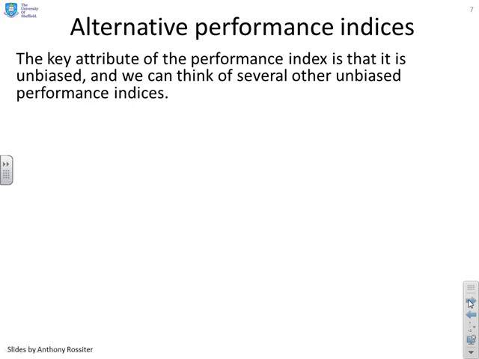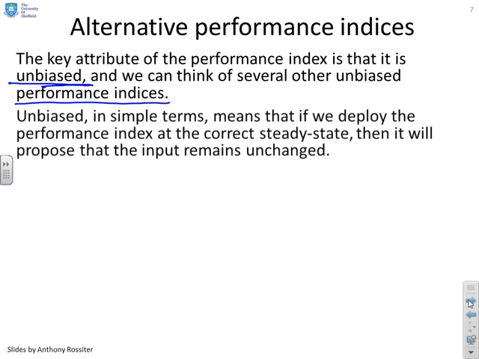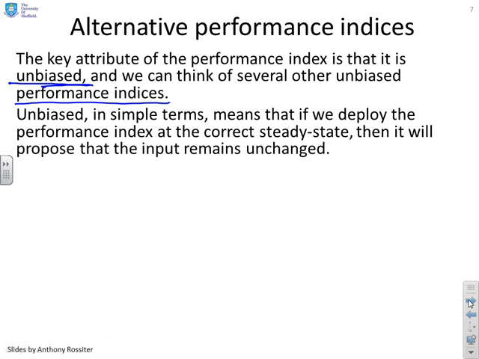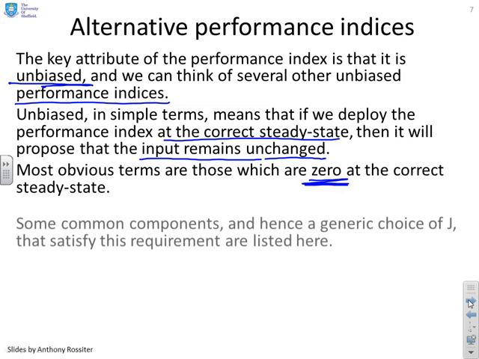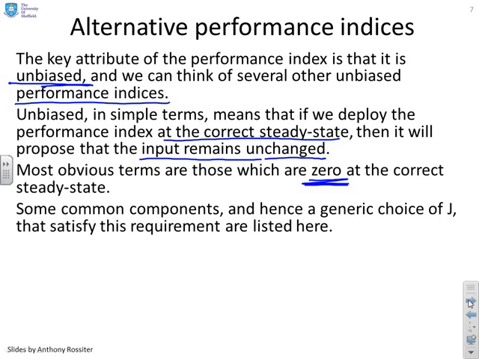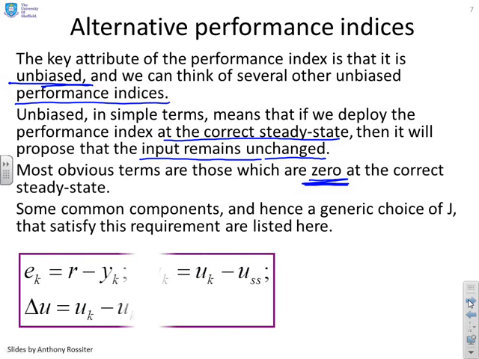What about alternative performance indices? Well, the key attribute we wanted for the performance index is that it's unbiased, and we can actually think of other unbiased performance indices which don't affect the steady state. So in simple terms, something is unbiased if, when you're at the correct steady state, minimizing the performance index tells you that the input should not be changed. So in other words, you stay at the correct steady state. Now the most obvious terms are those which themselves are 0 at the correct steady state. And some common components, and hence a generic choice of J, that satisfy this requirement can be listed here.